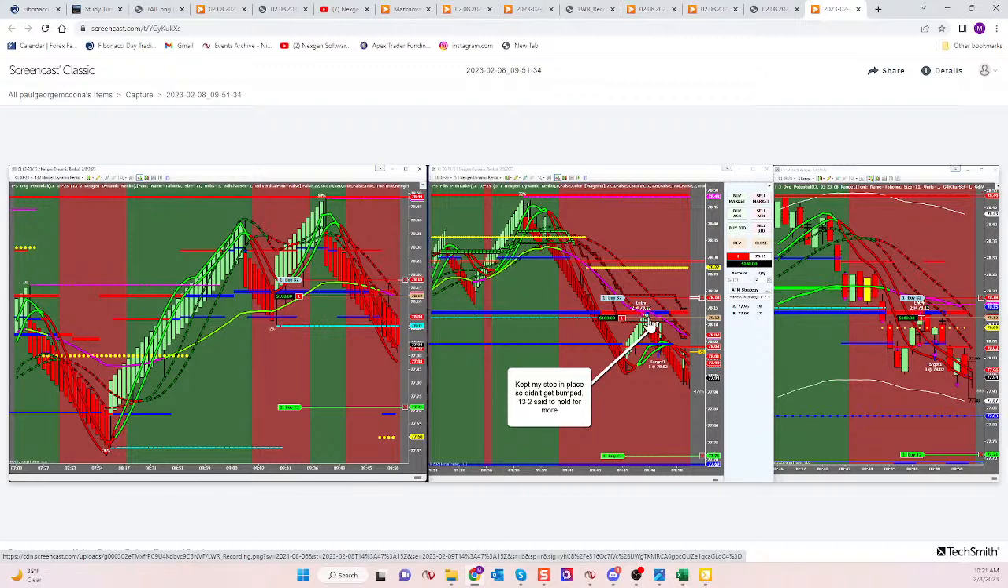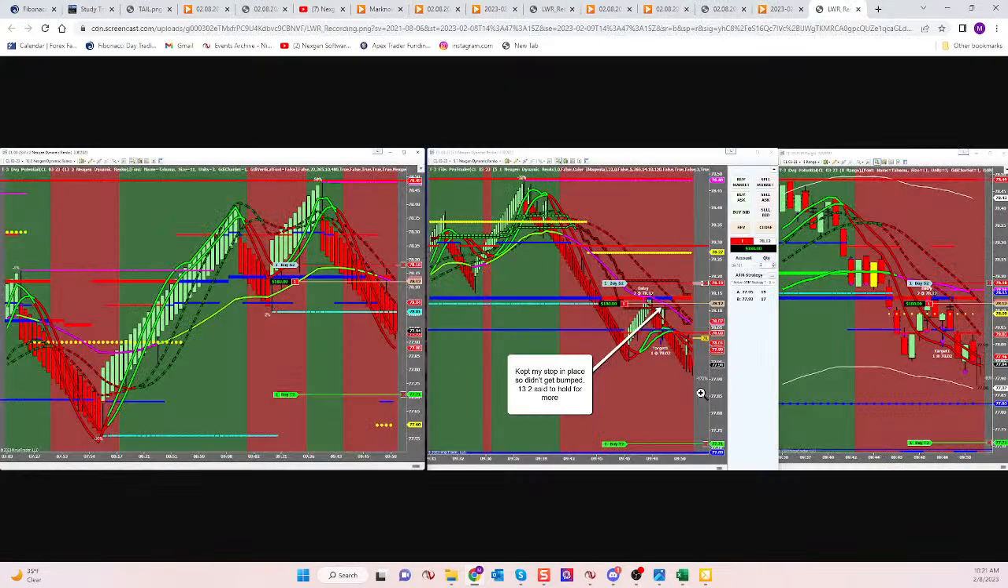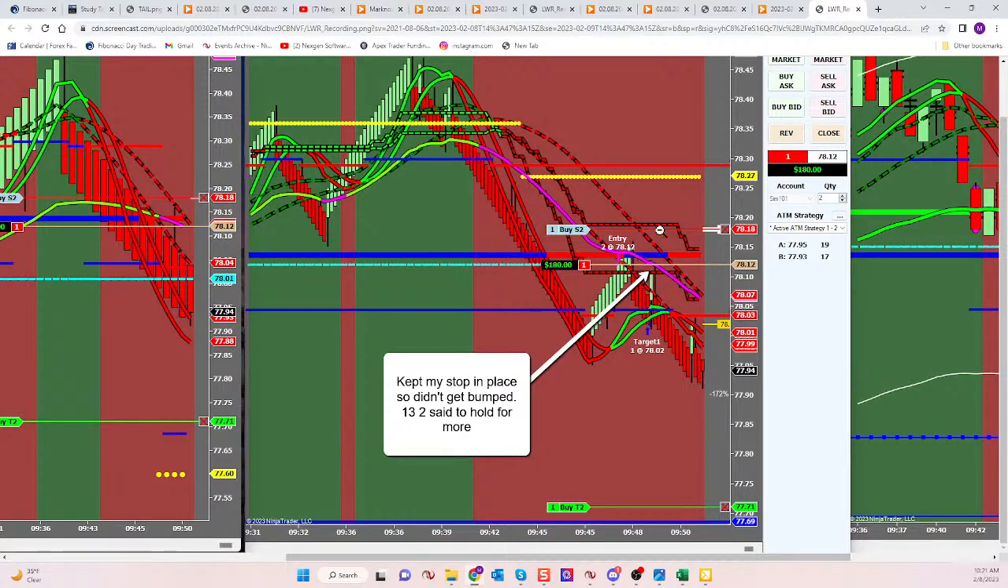Paul taking the absolute perfect 50-50, quick profits, and letting that next one with the potential to run to the next area. Kept your stop in place so you didn't get bumped. You already had money in the bank. And the 13-2 said hold for more. Paul, perfect. Beautiful execution.